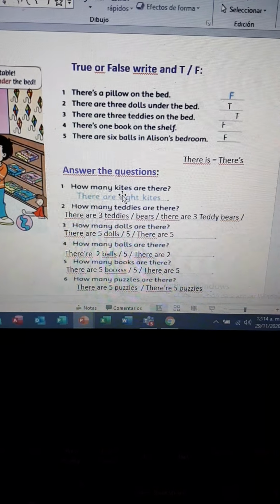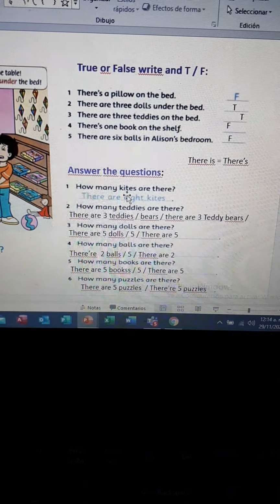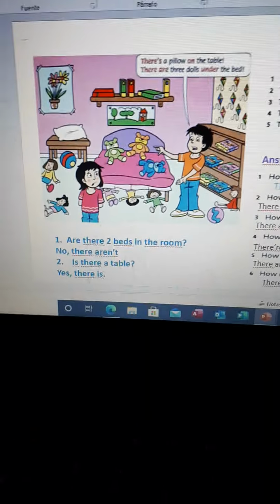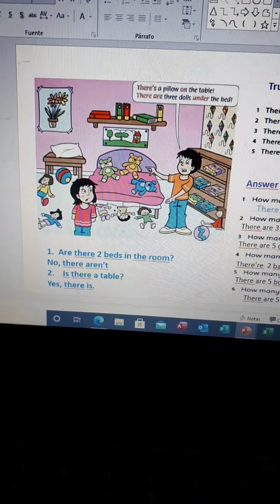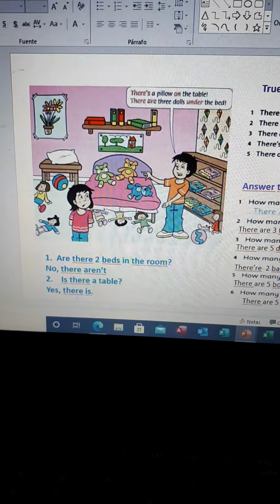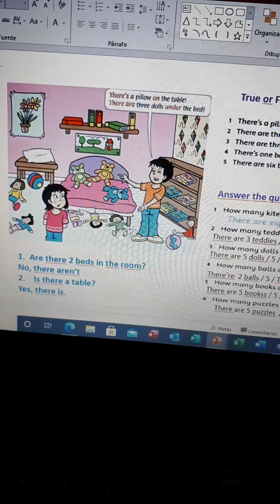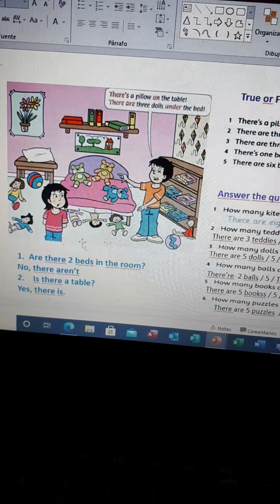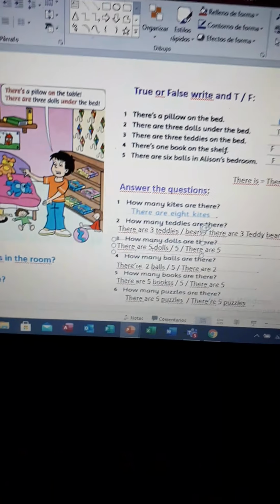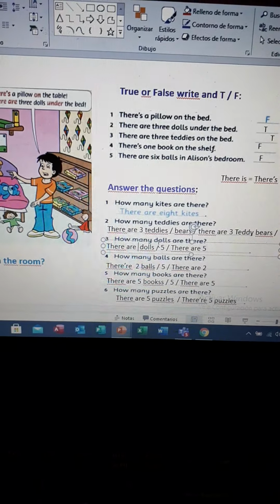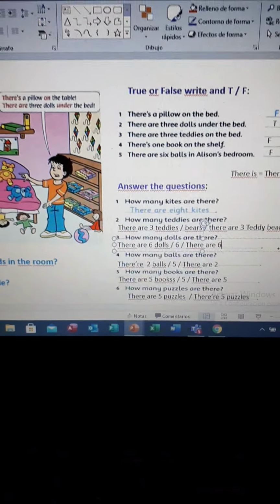We have another question. How many dolls are there? Well, we can see that we have dolls. We have 1, 2, 3, 4, 5. No, I'm sorry, 6. 1, 2, 3, 4, 5, 6. 3 plus 3, 6. So let's write it here. There are 6 dolls, okay? Or you can just answer 6. Just 6. Or there are 6. So the 3 answers could be fine.